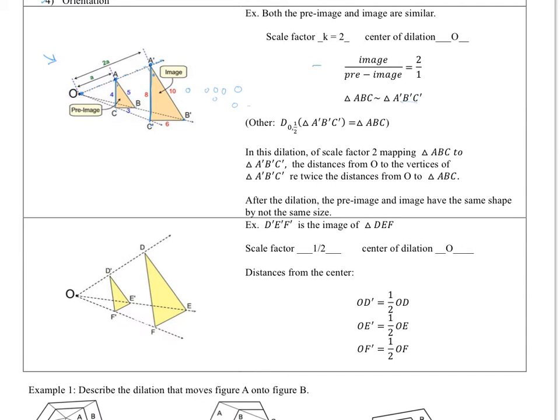So again, to represent the scale factor, we will write image to pre-image. And then to represent the similarity between these two, the pre-image and the image, we would write triangle ABC is similar to the new image, triangle A prime, B prime, C prime. And this is just a more formal way to represent dilation.